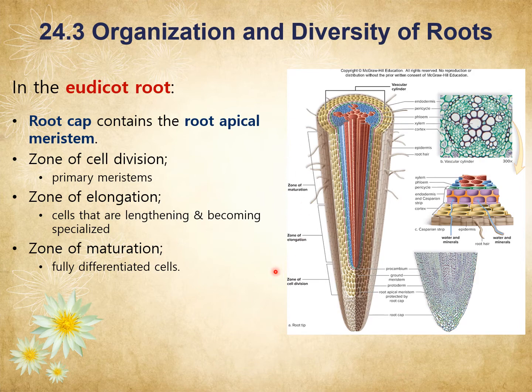Okay, so you can see here that the root cap contains the root apical meristem, which has three different zones: the zone of cell division, the zone of elongation, and then the zone of maturation. At the zone of cell division, this is the primary meristem area. Then we have the zone of elongation, which is cells that are lengthening and becoming more specialized. And the last one, we have the zone of maturation, which are fully differentiated cells.